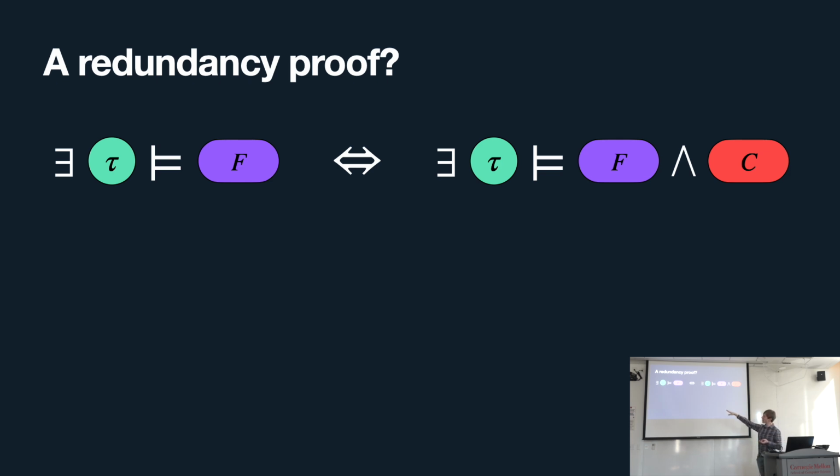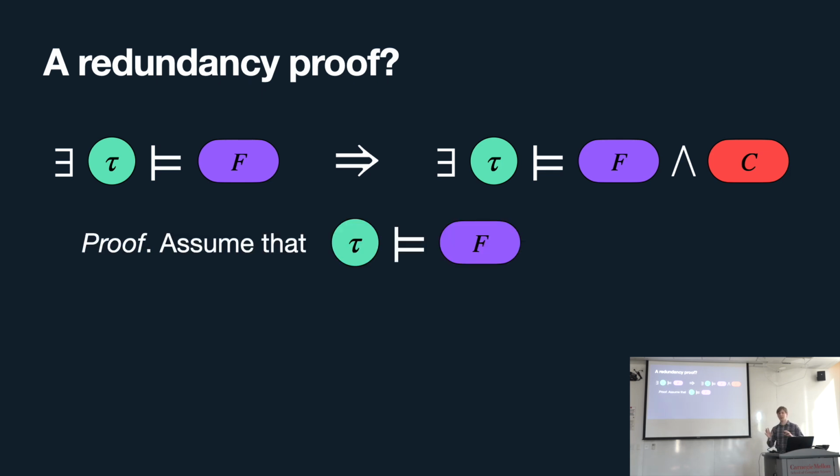You want to say on the left-hand side, there exists some truth assignment tau that satisfies the formula F, if and only if there exists a truth assignment tau, not necessarily the same one, that satisfies F and C. The reverse direction is trivial, because if you have a truth assignment satisfying F and C, then certainly you have one satisfying F. So these redundancy proofs are left to the forward direction only.